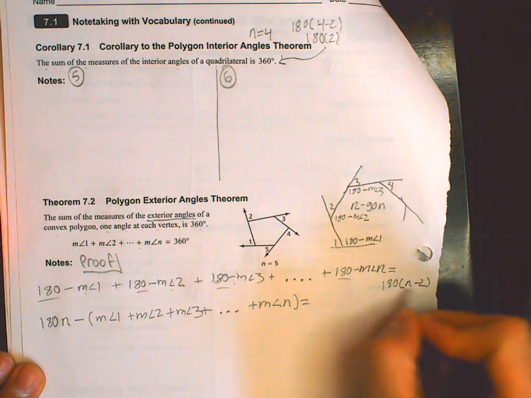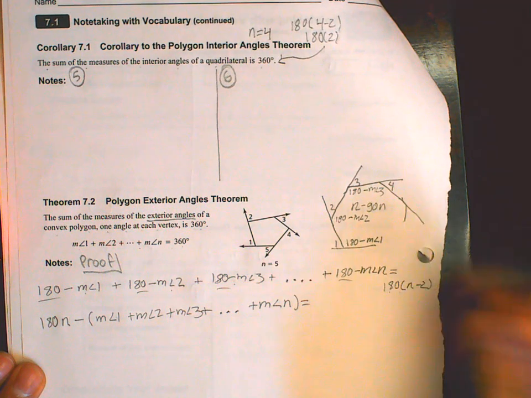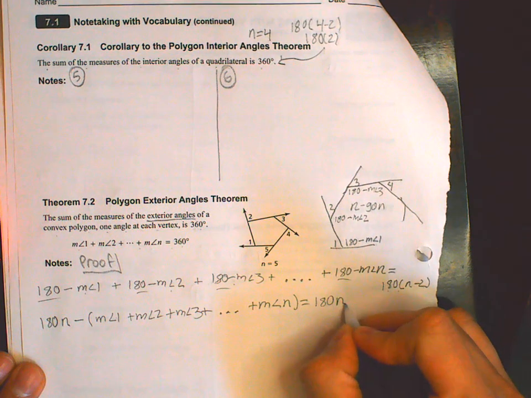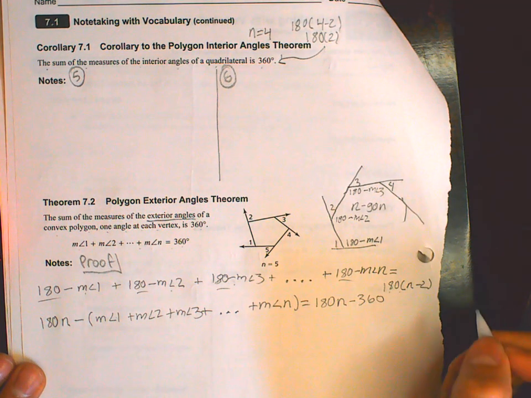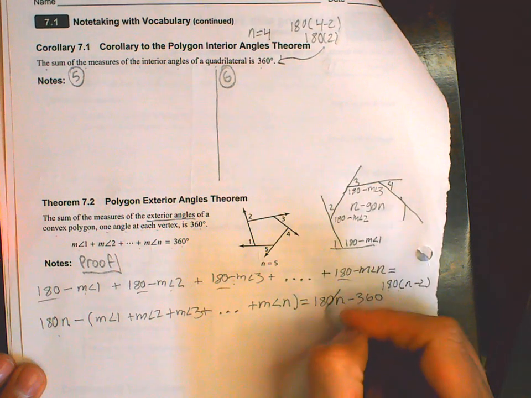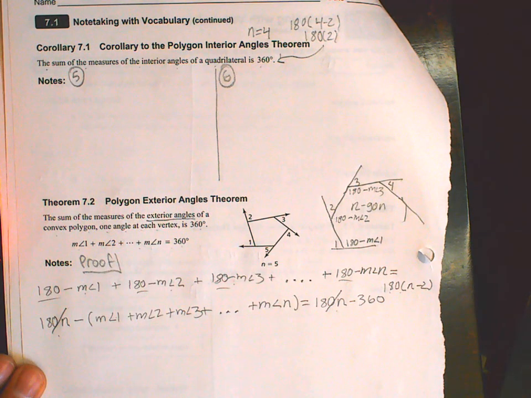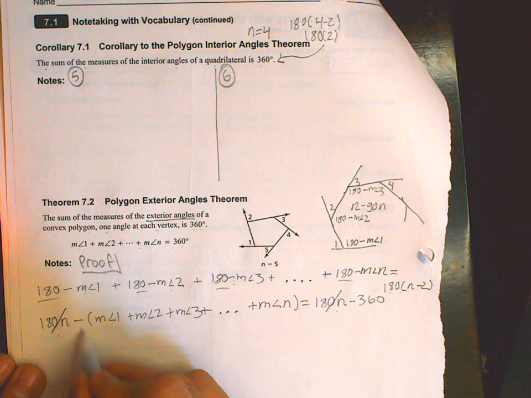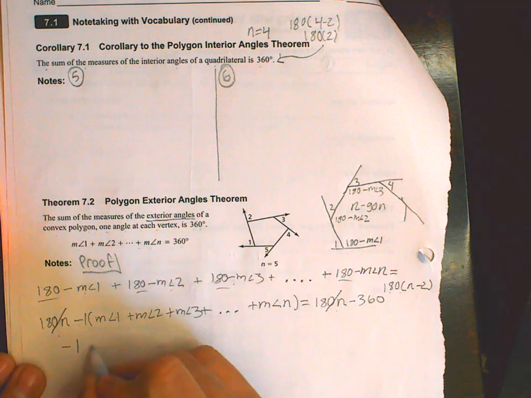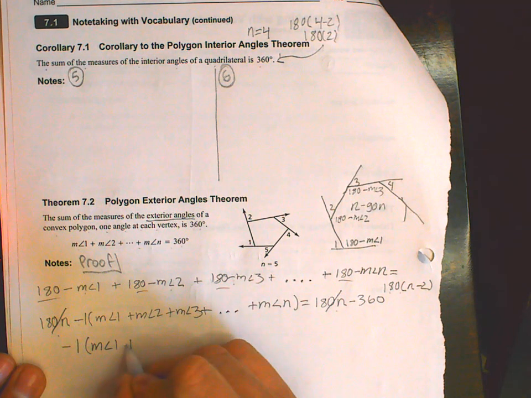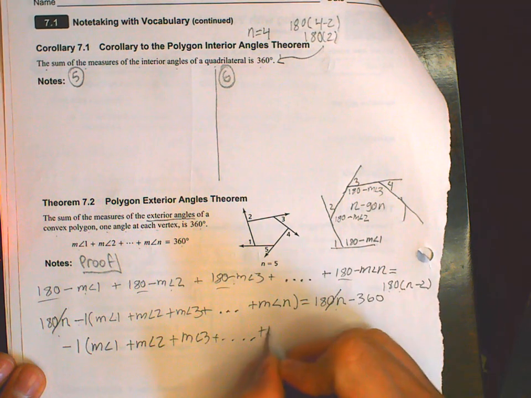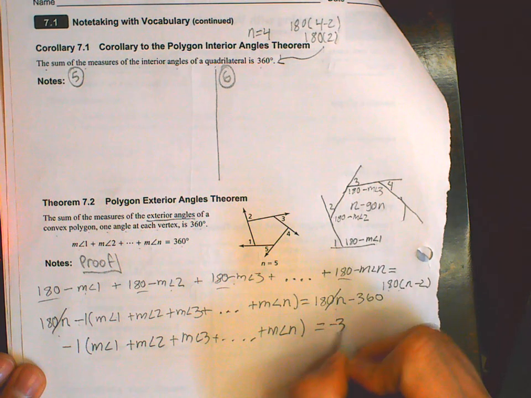And that's going to equal 180 times n minus 2, of which if I were to distribute, I would get 180n minus 360. Now I want you to notice one thing. You have 180n on both sides, so you can actually subtract them and those are gone. So what are you left with? You're left with a negative. Now believe it or not, there's a negative 1 right there. You're left with negative 1 times the measure of angle 1 plus the measure of angle 2 plus the measure of angle 3 plus the measure of angle n equal to negative 360.